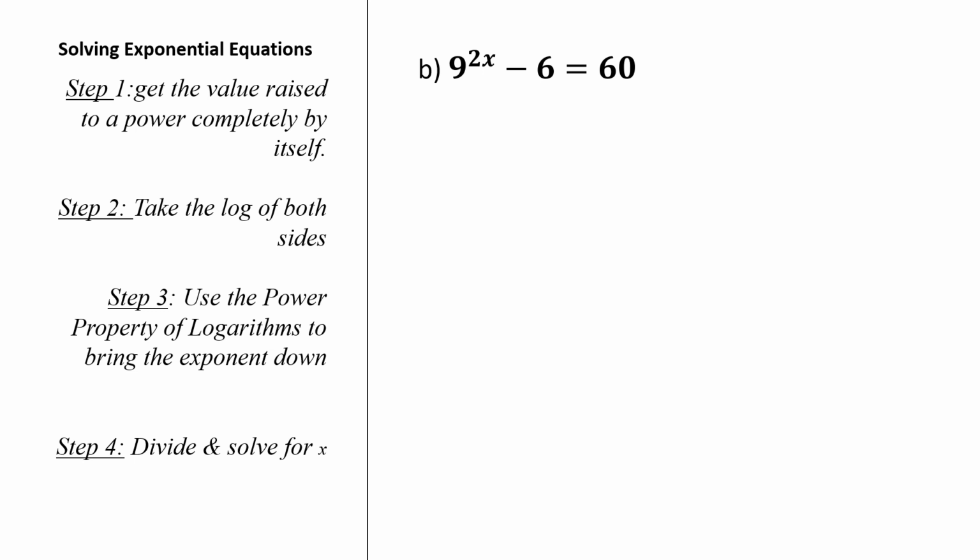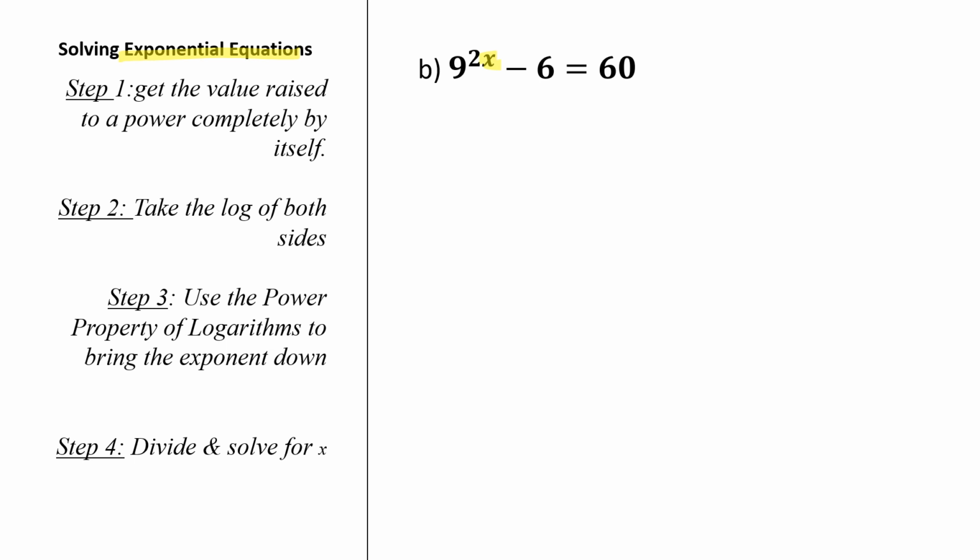Let's look at number 2. Same steps, because this is an exponential equation with x in the exponent. I have 9 to the power of 2x minus 6 equals 60. Pause if I'm going too fast.